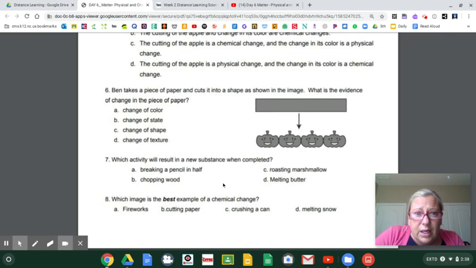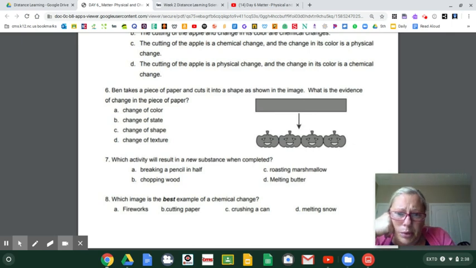Which activity will result in a new substance? Burning bubble baby. A, breaking a pencil in half. B, chopping wood. C, roasting a marshmallow. D, melting butter. None of them say burning or bubbling, so I have to think deeper now.